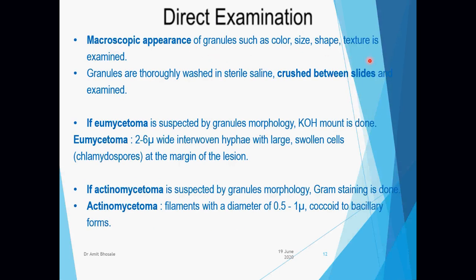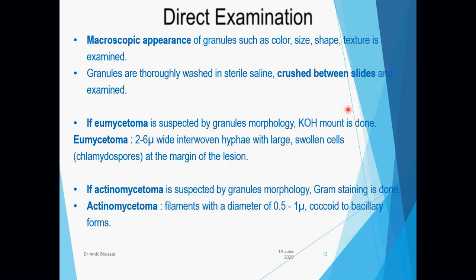Macroscopic appearance of the granules such as color, size, shape, texture is examined. Granules are thoroughly washed in sterile saline and crushed between two slides and examined. So the method is crushing of the grains between the two slides. The two slides are taken and the grain is taken in between the two slides and it is crushed, and it is stained depending upon the suspected causative agent.